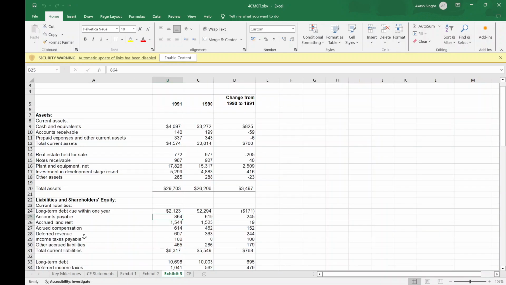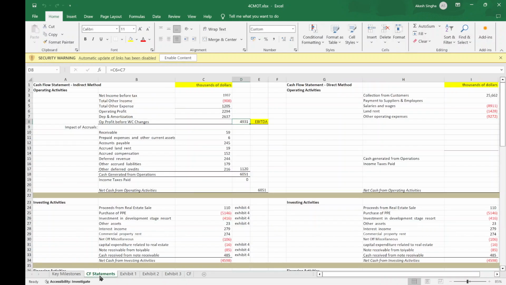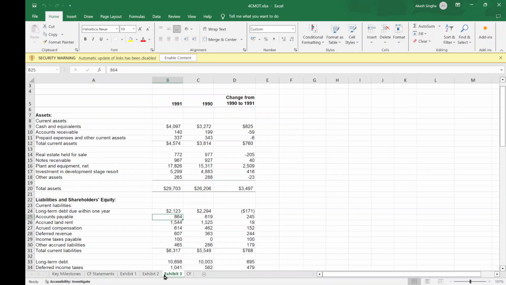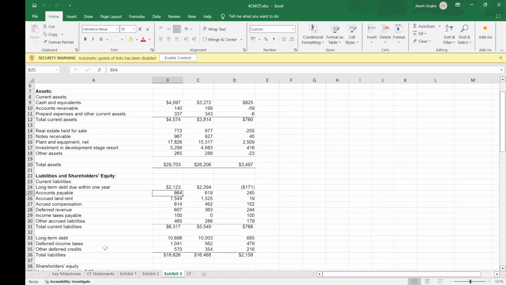Then accrued land rent again increased, like we didn't pay the land rent and I have the cash, so positive. Accrued compensation also increased. Deferred revenues also increased. So these liabilities increase, which means we have a positive cash flow, right? So we have added everything, and other deferred credits we have also added. So 216.